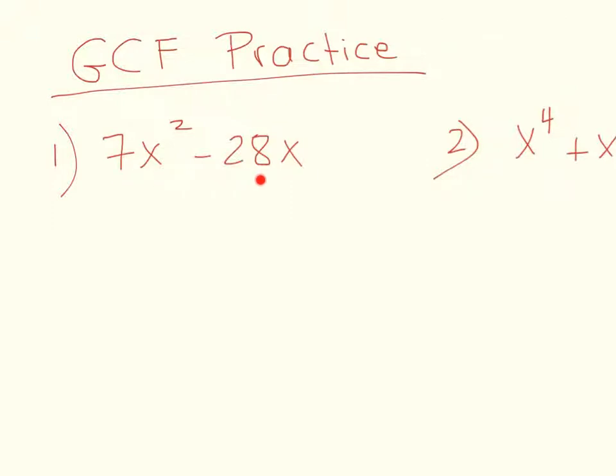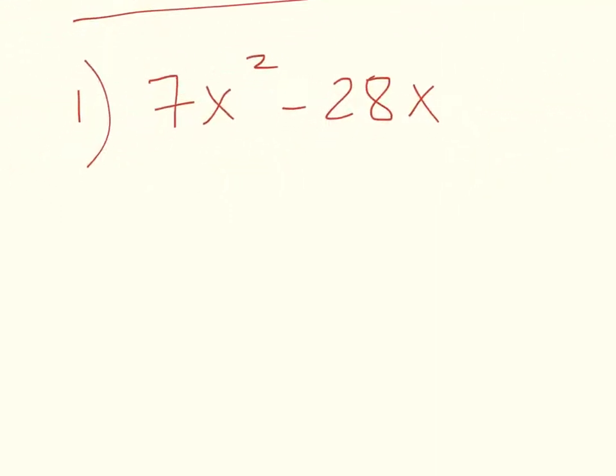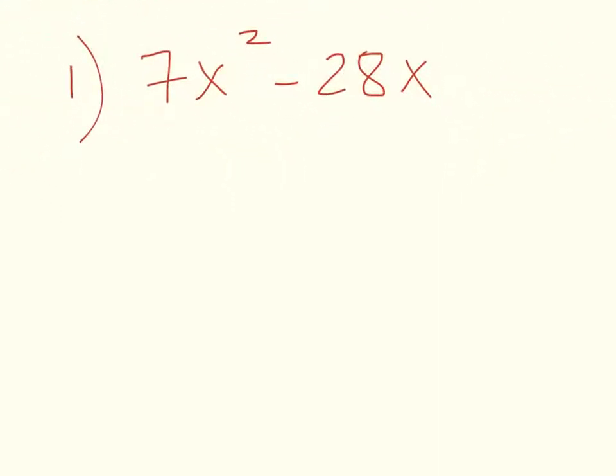If I look at this, number 1, I can see that I have something in common between 7x to the second and negative 28x. They are both divisible by 7. So if I can factor the 7 out, and if I look at them, I can see that there is an x in each one of them. So I'm going to factor x out as well.